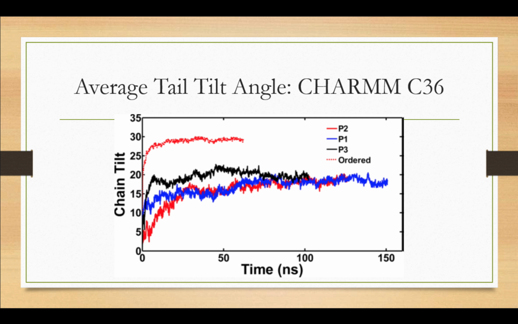This image shows the average tail tilt angle as produced by the CHARMM C36 force field. The red dotted curves show the tail tilt angle of the ordered backbone system, while all three of the solid lines indicate the disordered system. This again shows that there is a higher tail tilt angle in the ordered structure as compared to the disordered structure in the Berger force field simulations.